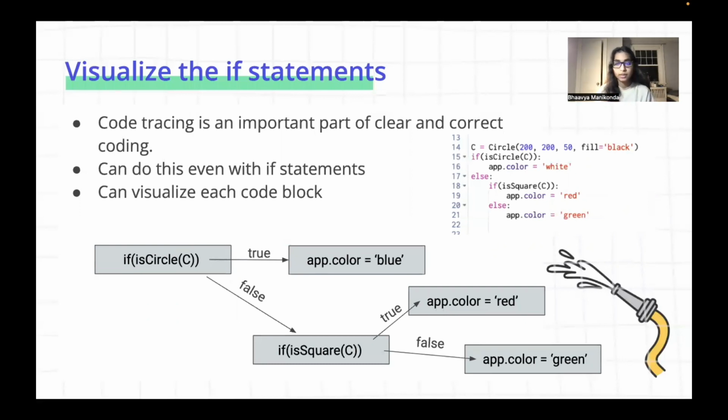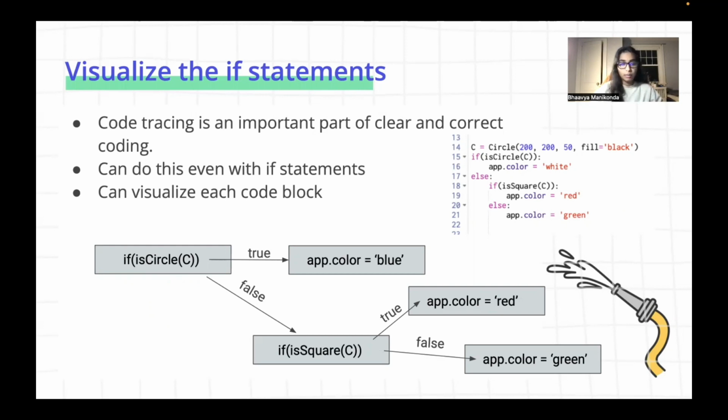So in the code example that I've provided, we first create a circle. We already know it's a circle because it's coded there, but say that c was initialized by someone else and you don't know if it's a circle or a square or whatever it is. Then the first if statement is asking, is c actually a circle? And if c is a circle, then it would make app.color equal to white.